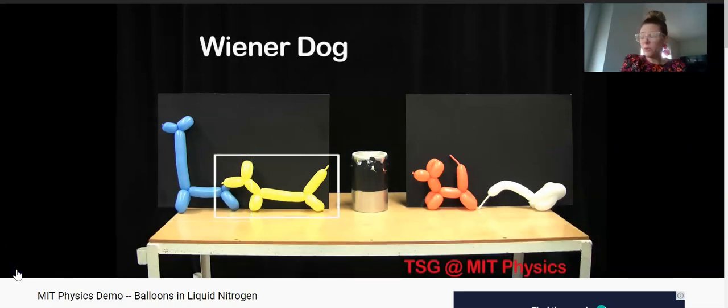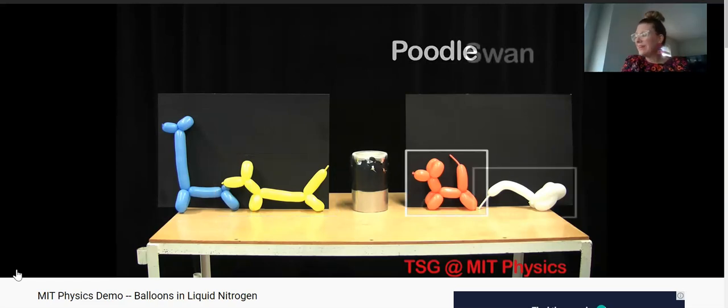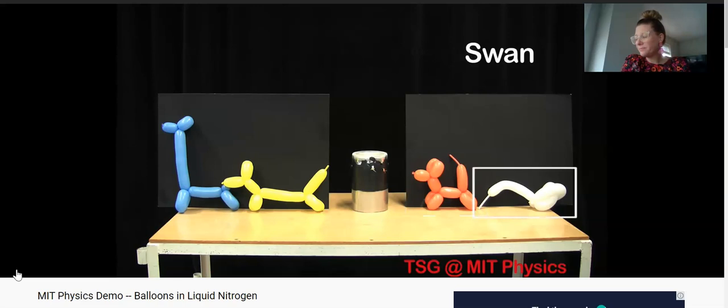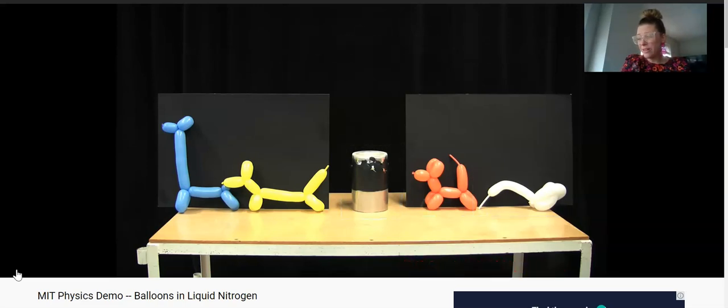In case you can't tell what the balloon animals are, a giraffe, a wiener dog, a poodle, and a swan. And if you're unfamiliar with liquid nitrogen, it is super, super cold.